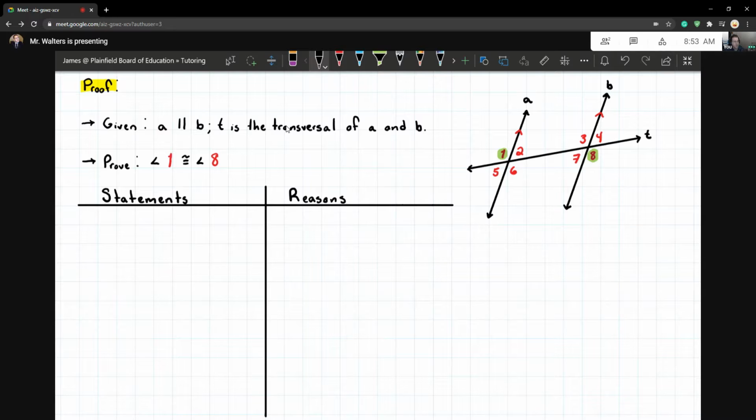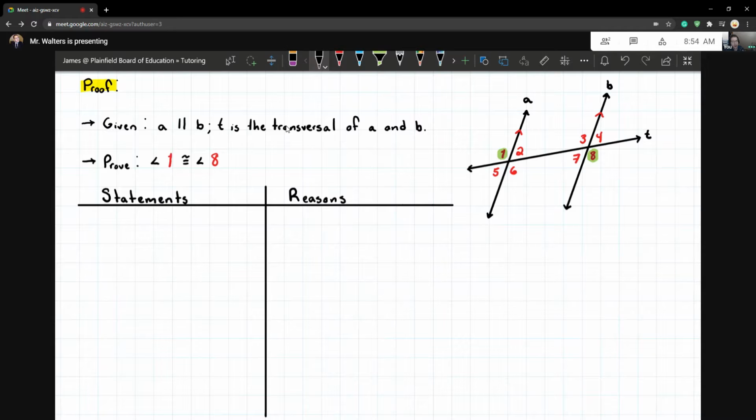So just like before, I have access to the corresponding angle postulate, and that enables me to say that any corresponding angles that I can see are going to be congruent. So I can see that 1 and 3 are going to be congruent. I can see that 2 and 4 are going to be congruent. 5 and 7 are congruent. And 6 and 8 are congruent. So this corresponding angle postulate allows me to say that just very easily.